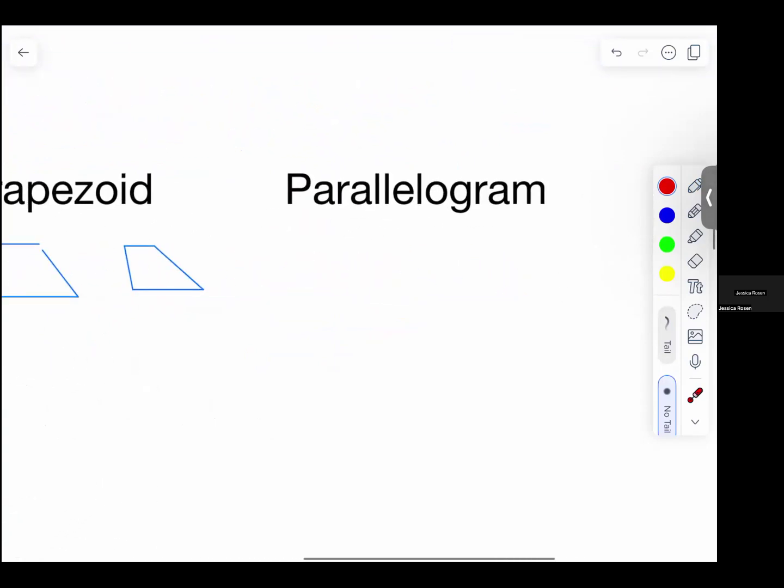And then you can have a parallelogram. So something like a kite or, not a kite, I'm sorry, a rhombus, where it kind of looks like a diamond. It's like a tilted square. So we have two pairs of parallel sides.